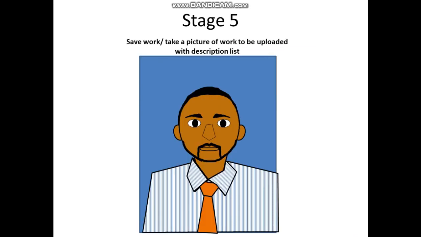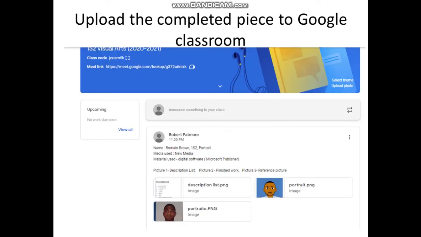Now, once my work is finished, I will save it or I will take a picture of the work to be uploaded with my description list. So I will upload to Google Classroom and ensure that my labels are there. So the name is present, the class, and the subject for which the work covers. I also identify the media which I used and the materials which I used for that media. So the materials I used was a digital software, and the software was Microsoft Publisher.